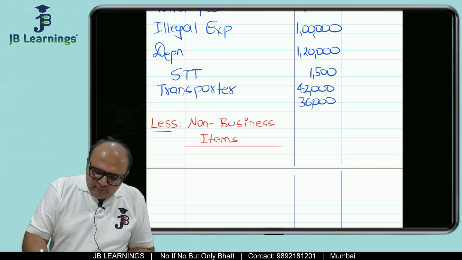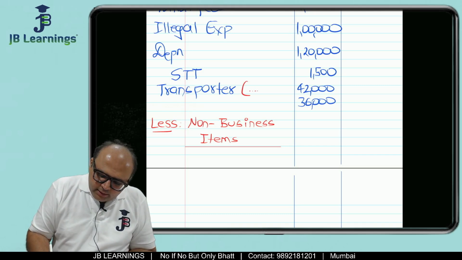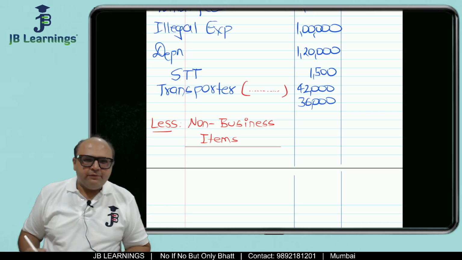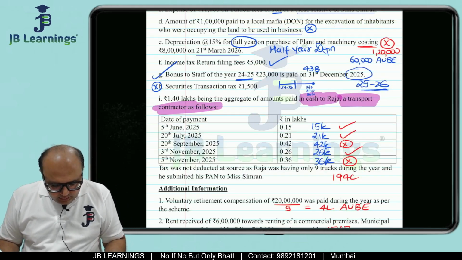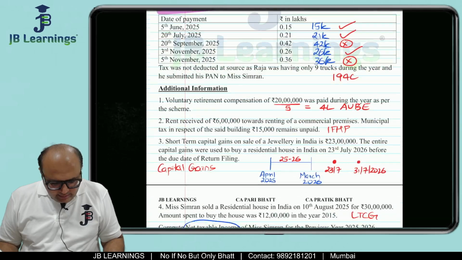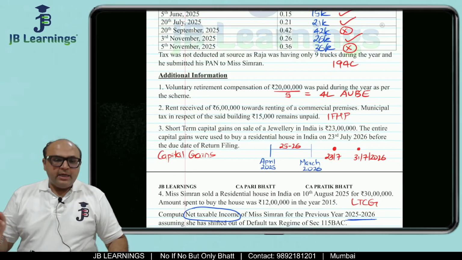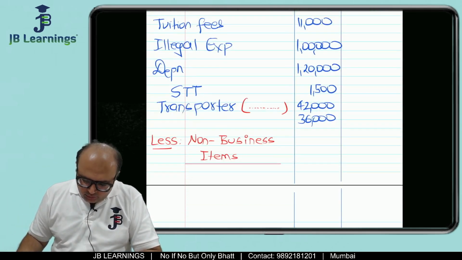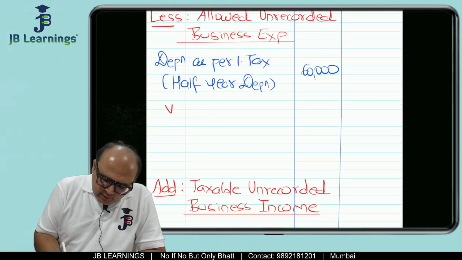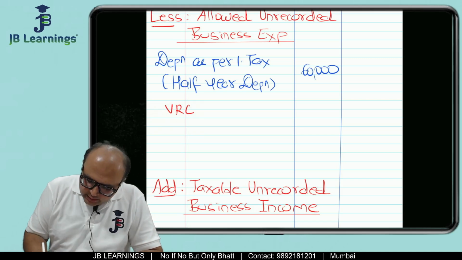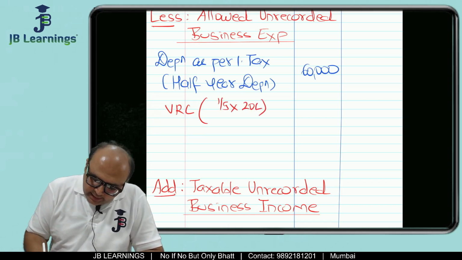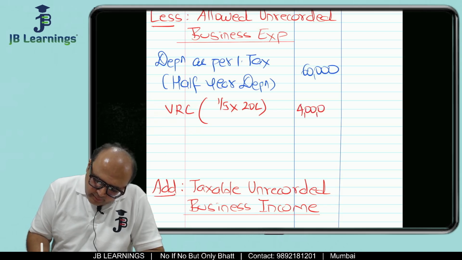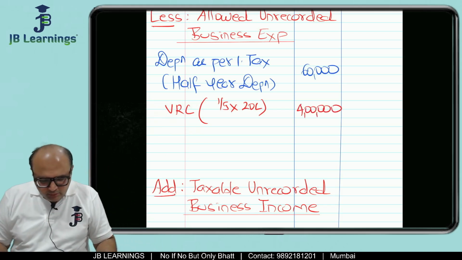Friends, in exams you also have to write the reasons that since the amount is more than 35,000, it will not be allowed. Then next is voluntary retirement compensation. So allowed but unrecorded business expense, voluntary retirement compensation, only 1/5 is allowed. So the total payment is 20 lakhs, only 1/5 is allowed in 5 equal installments.